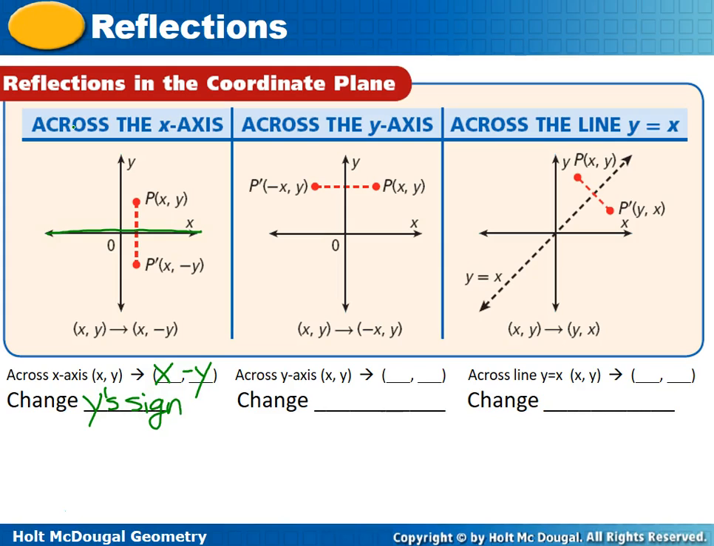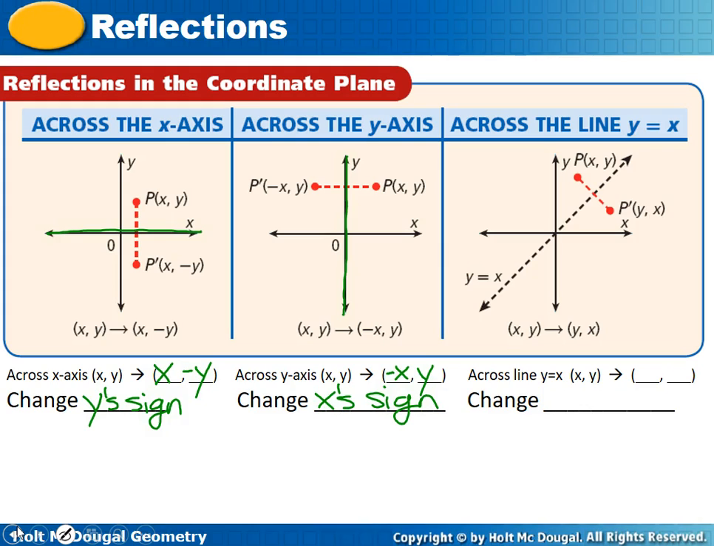The next one is a reflection across the y-axis. And again, here's our y-axis. And what's going to change then is obviously our x. So we're going to go negative x comma y. And again, what are we going to change? We're going to change our x's sign. That's what we're going to change.